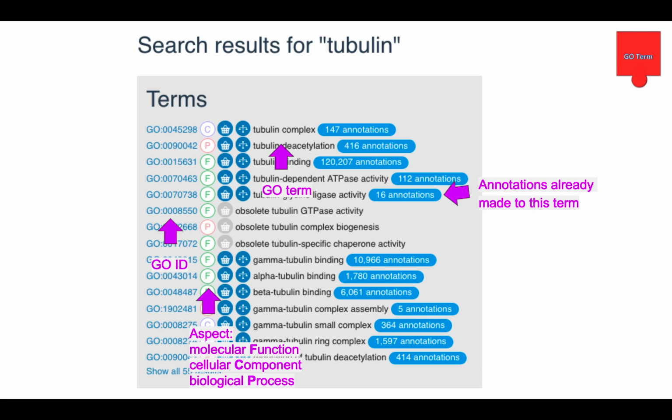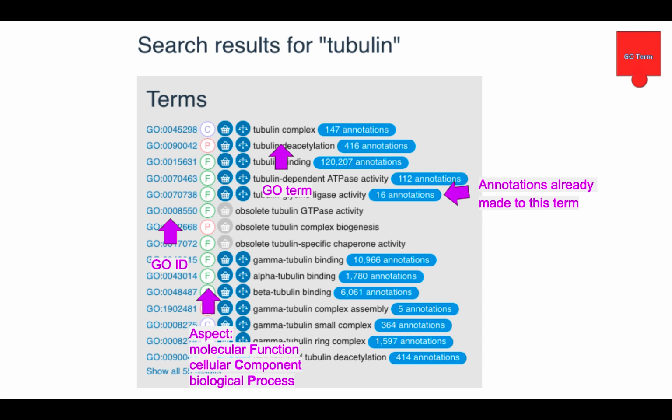A few things to point out here. This is the GO ID, and we mentioned last week that there's a 1-letter code for each of the aspects of the ontology: C for cellular component, P for biological process, and F for molecular function. Here it gives you the term, and then this is telling you how many annotations have already been made to that term. Sometimes that helps if you're not sure this is the right way to use the term, or if you're interested in learning more about something that's annotated to that term, you can check those things.